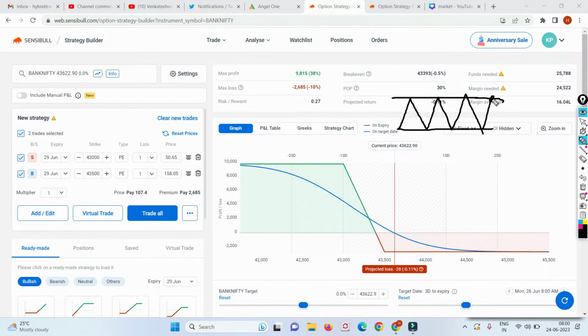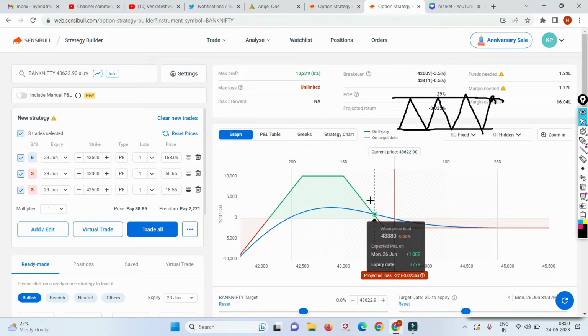See, it all depends on the data. If you see a reversal candle, then I would say going for a ratio spread makes sense, because when the market stands here, you might expect that it can slowly come down, because you know there is a strong support here.